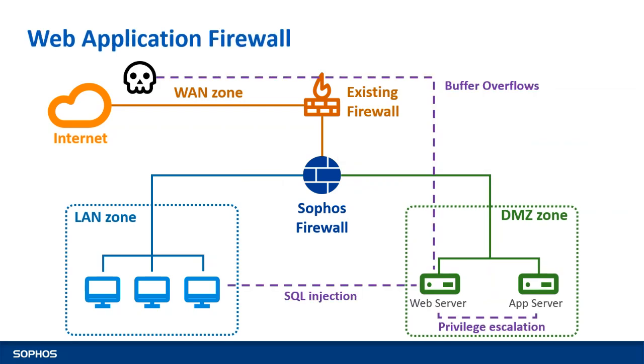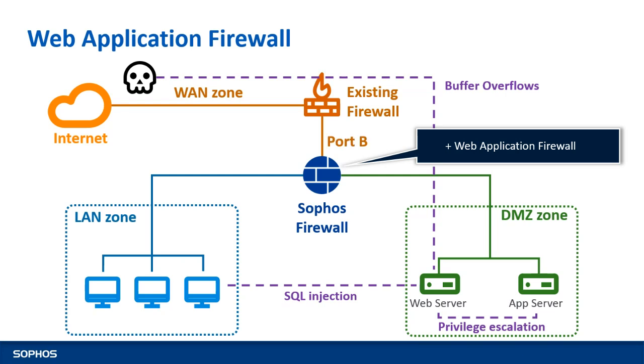Sophos Firewall can also be added to a network to protect web applications. There are often many components that make up a web application, including the web servers, databases, file servers, etc. But this means that there is also a wide range of attacks that can be launched against them. In the example here, Sophos Firewall can protect web applications from common attacks, including buffer overflows and SQL injection.